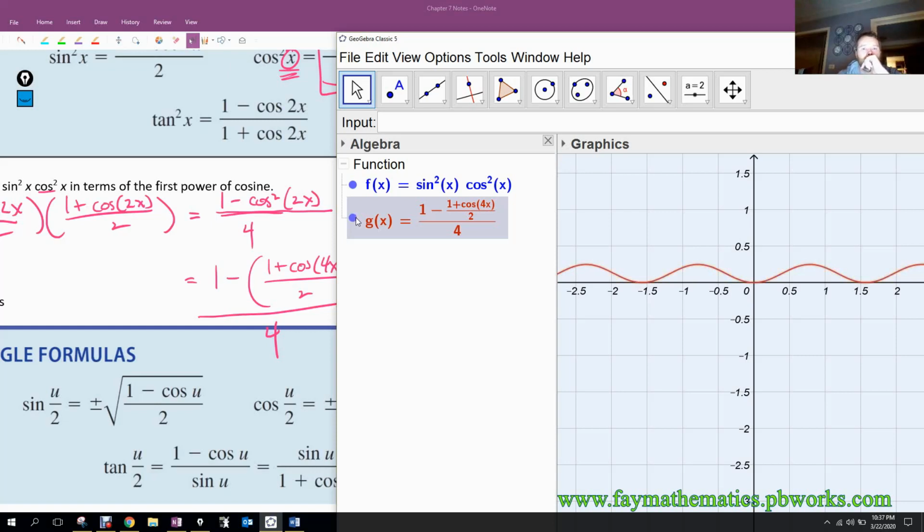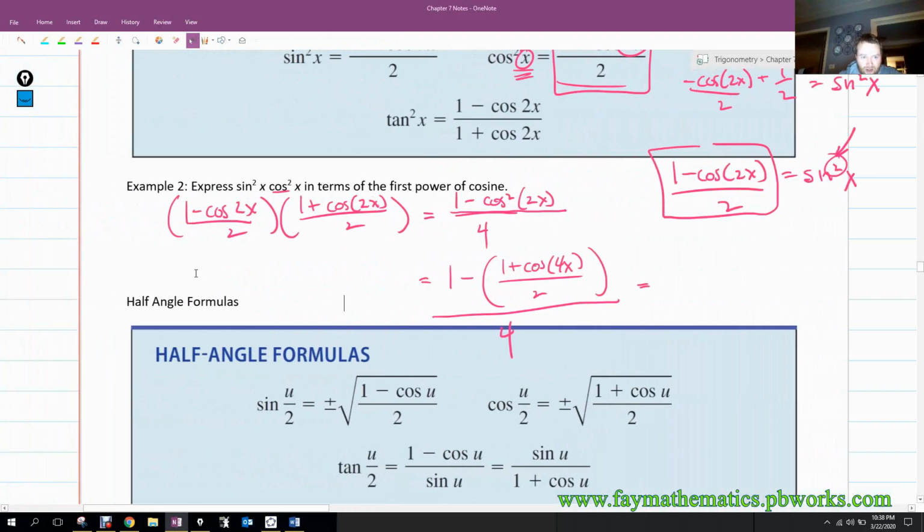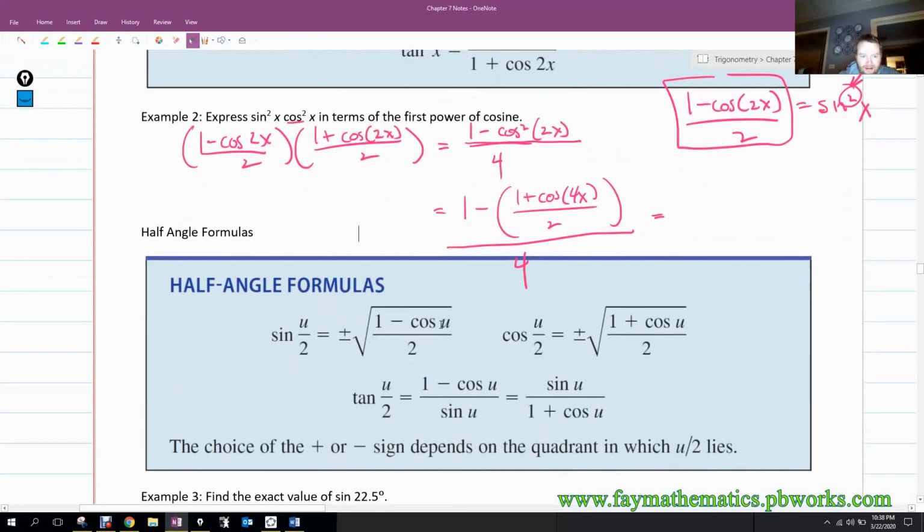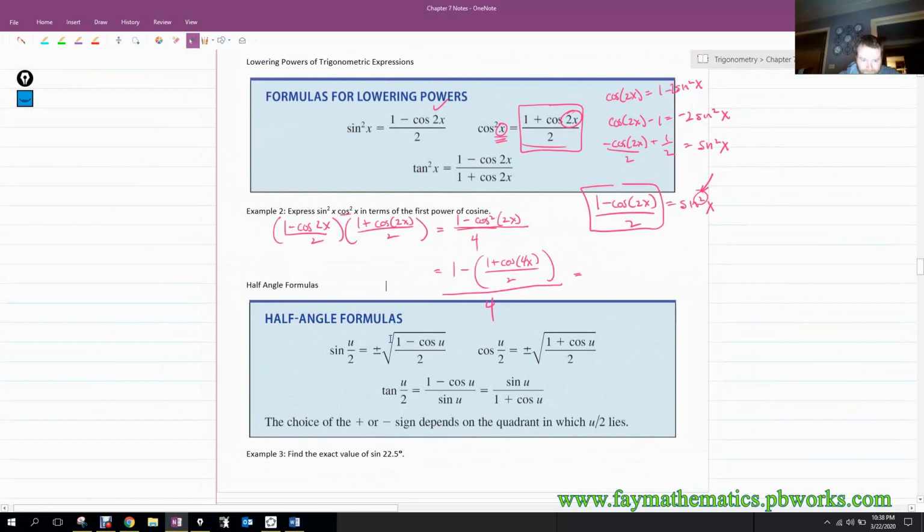But what's the benefit of this? Now we no longer have powers of 2. It's all in powers of 1. If it called for it, if we needed to, we could now reduce this 4x, because obviously it's a 2x plus 2x there. We use our double angle formulas to get that all down to the cosine of 1x. This question's not asking for that. You won't see anything in that regard.